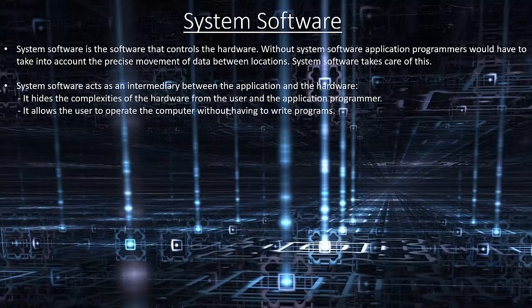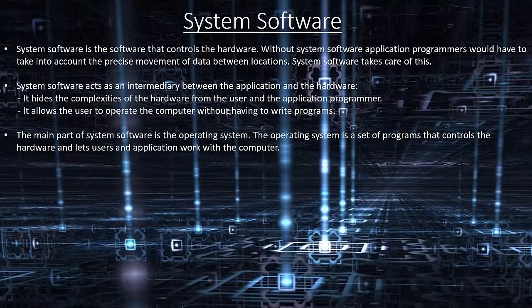System software acts as an intermediary between the application and the hardware. It hides the complexities of the hardware from the user and the application programmer. It allows the user to operate the computer without having to write programs.